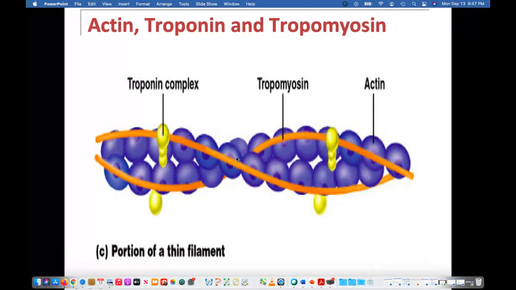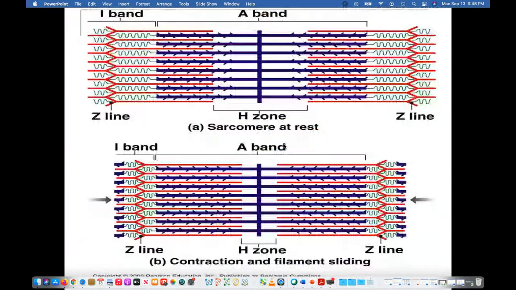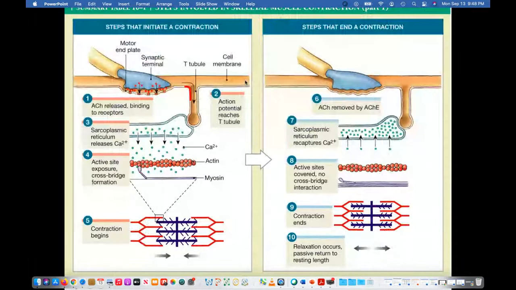Okay, so now we can say the orange ropey structure was the tropomyosin and the yellow staple is the troponin. We want to make sure that calcium, the staple remover, removes troponin so that the tropomyosin shifts, exposing the binding sites so that the myosin heads can attach and create a contraction. So let's look at the steps that take place.